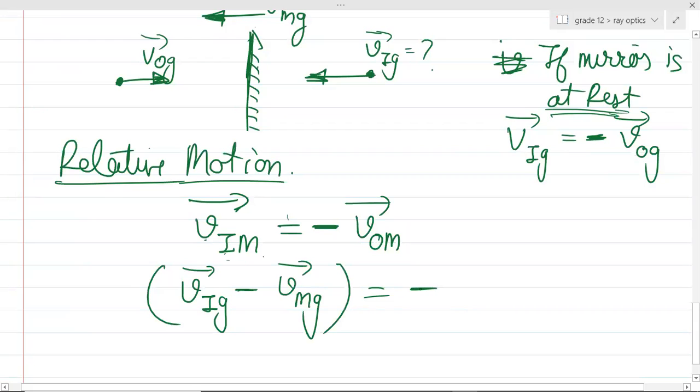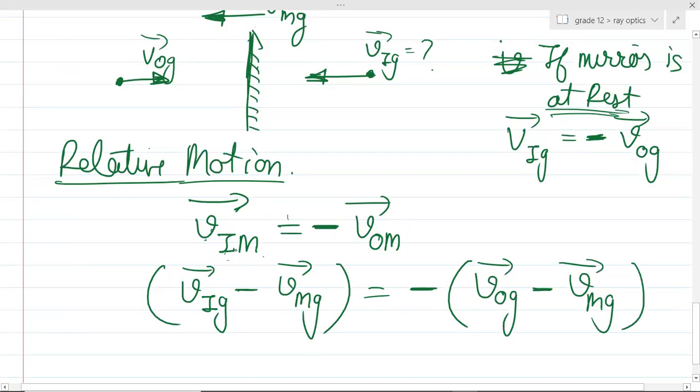Should be equal to minus, negative of velocity of object with respect to ground minus velocity of mirror with respect to ground. Is this clear, guys? Velocity of image with respect to mirror, velocity of object with respect to mirror. So I subtracted the mirror's velocity.